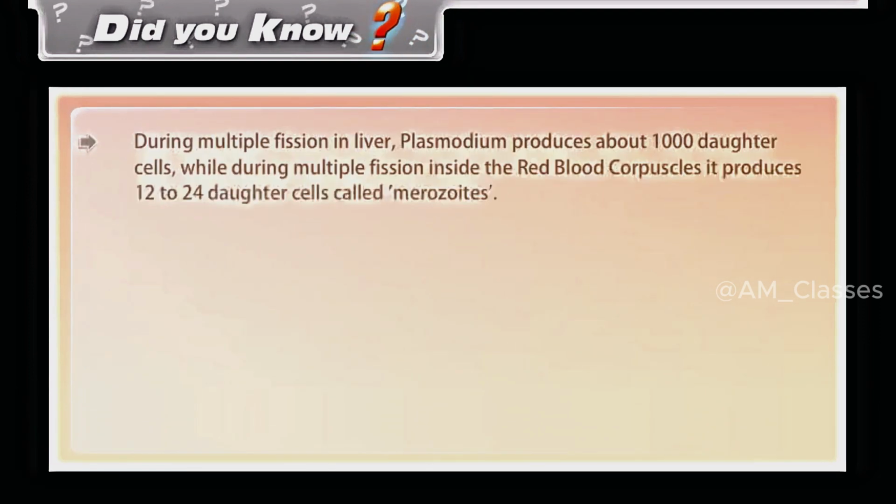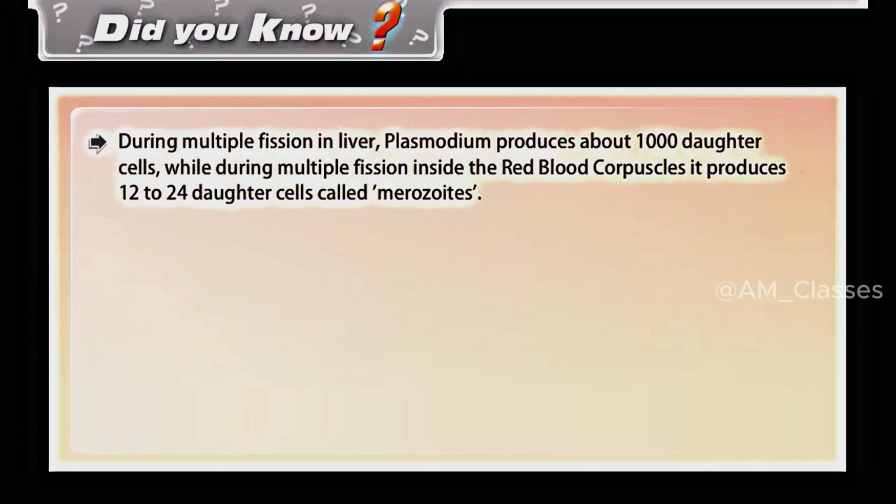Did you know, during multiple fission in liver, Plasmodium produces about 1000 daughter cells, while during multiple fission inside the red blood corpuscles, it produces 12 to 24 daughter cells called merozoites.